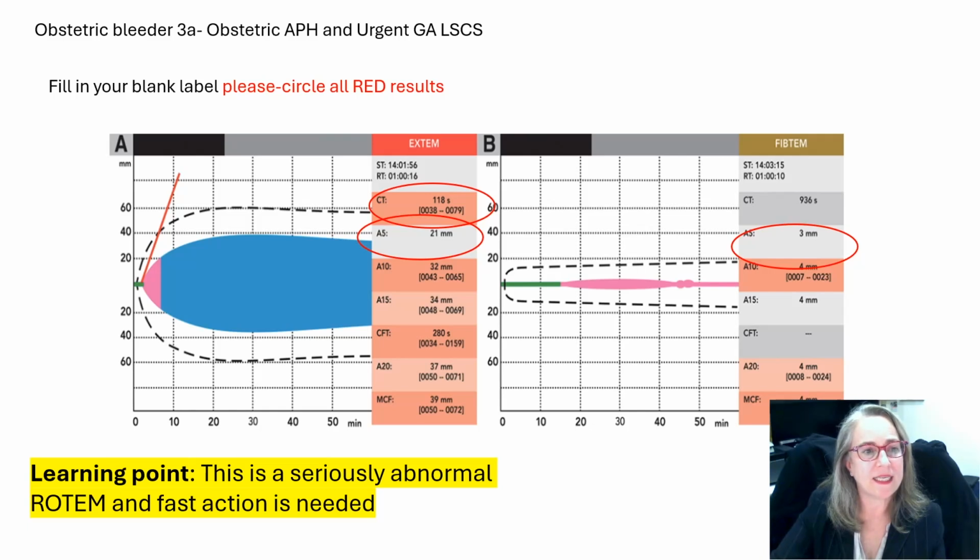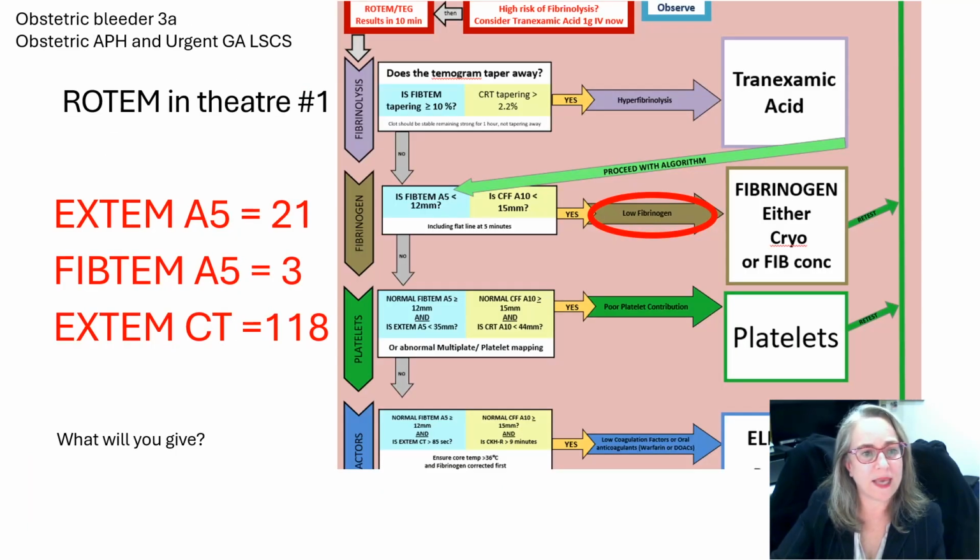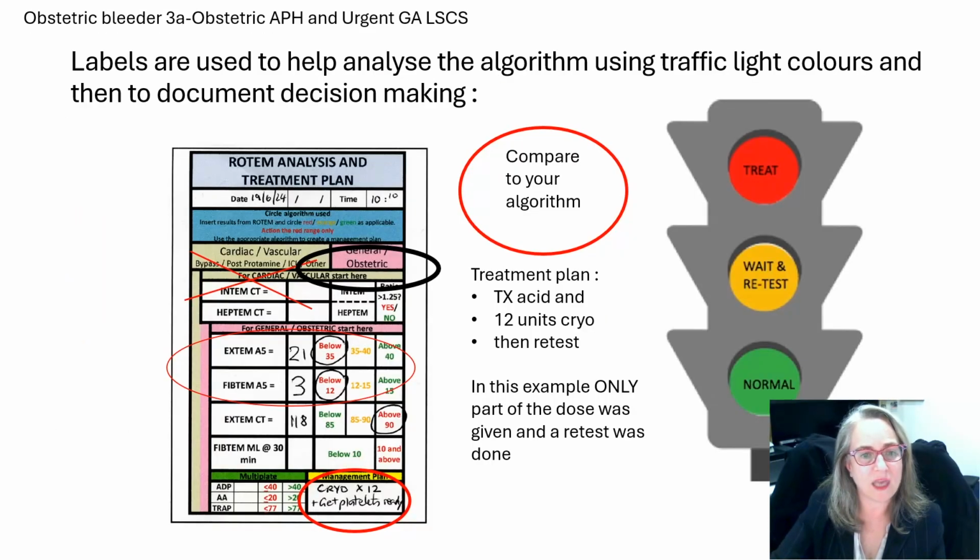You might want to pause it if you want to think about that. But essentially, this patient will have had some tranexamic acid. These are their results. You need to action the FibTEM there. There's a low fibrinogen. Comparing to your algorithm, this patient would receive tranexamic acid and 12 units of apheresis cryoprecipitate and then a retest. In this example though, something unusual happened in that the enthusiastic team ran another test before they'd given all 12 units.